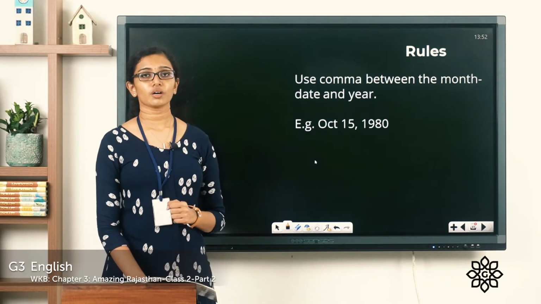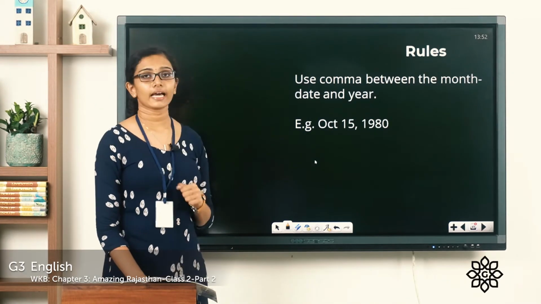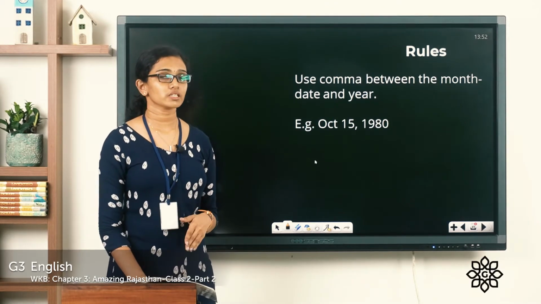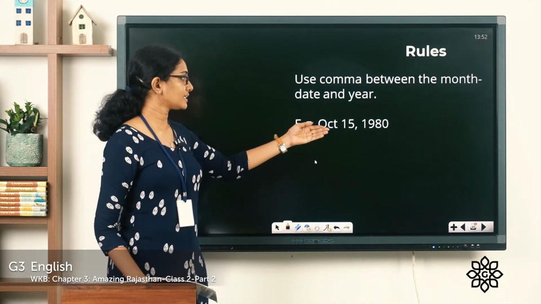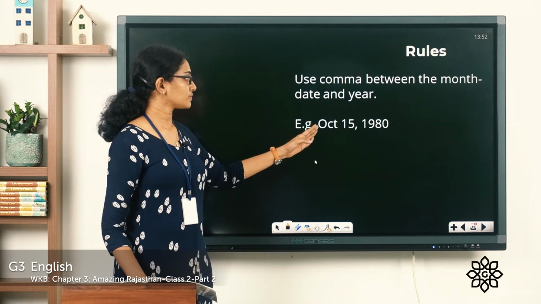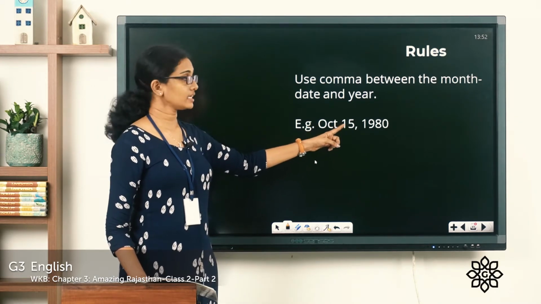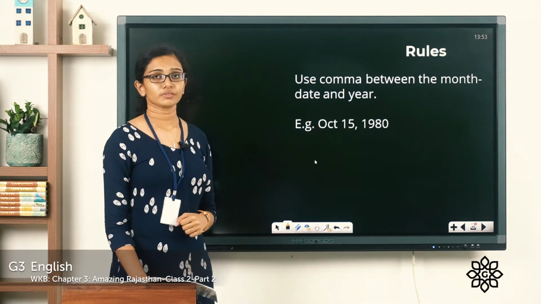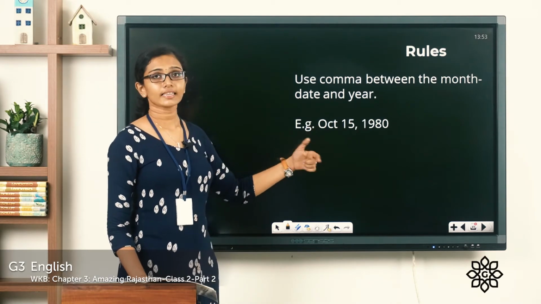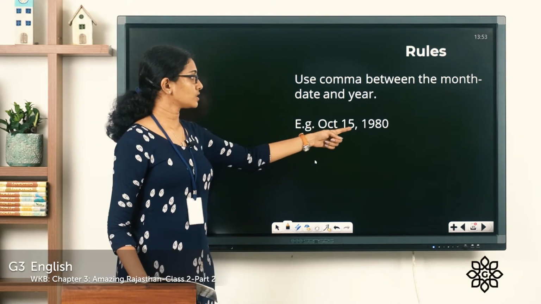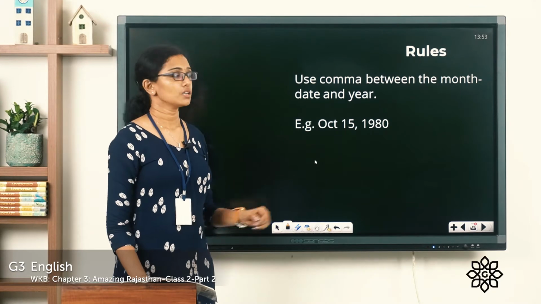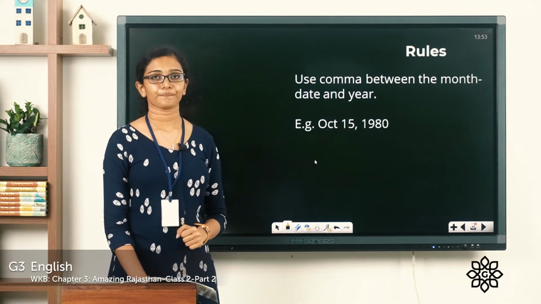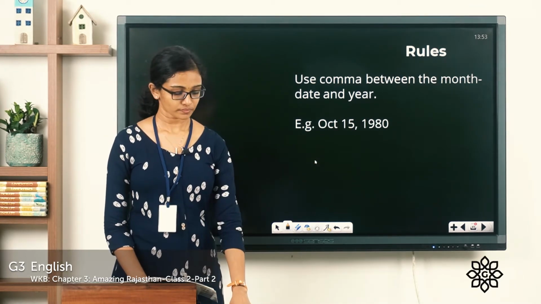Now use a comma between the month's date and the year. There are different ways you can write the date. When you write the date like this, the month comes first, the date comes second and the year comes third. So when you write the date in this way, after the date you insert the comma to separate the year. Hope this is clear to you.